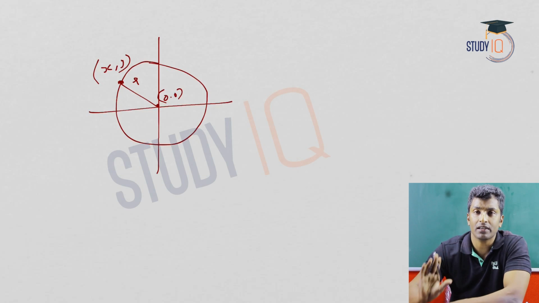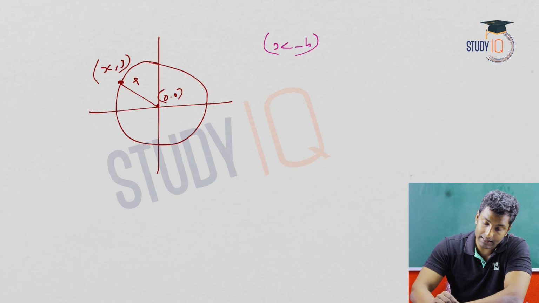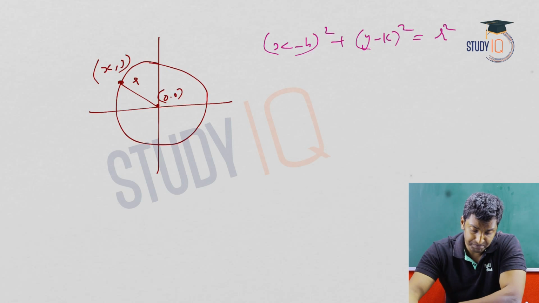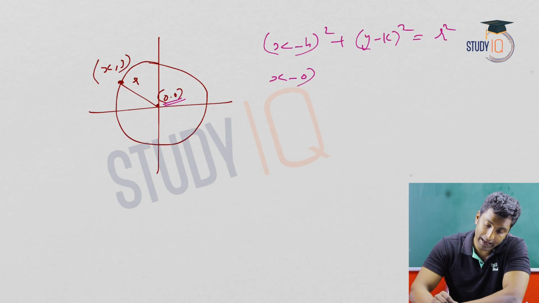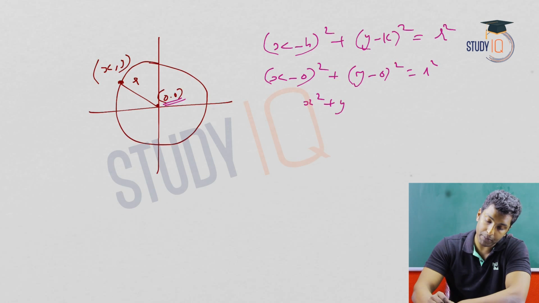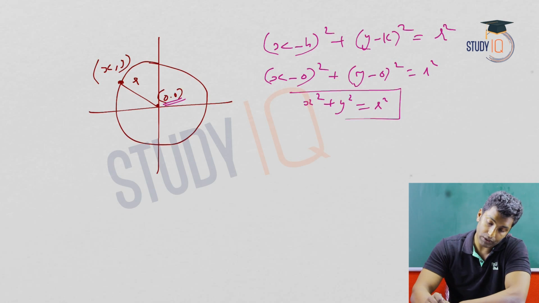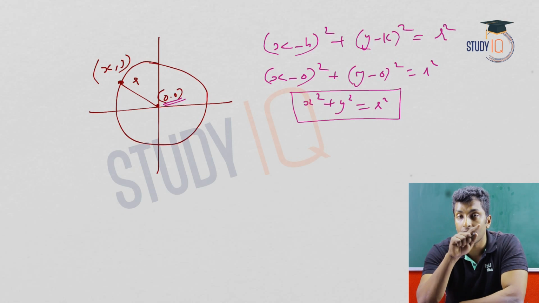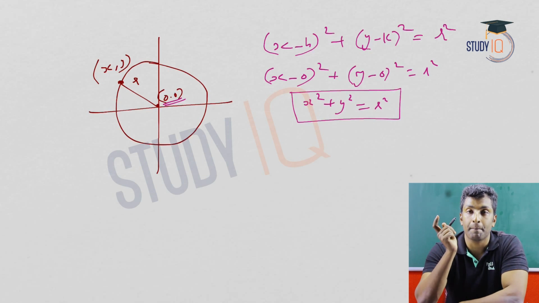See, the general equation we understood, that is (x − h)² + (y − k)² will give you the radius squared, right? Now here we clearly know h = 0 and k = 0. So what you can do is (x − 0)² + (y − 0)² = r², which will give you x² + y² = r². What is this? So x² + y² = r² is the equation of a circle which has its center at the origin.